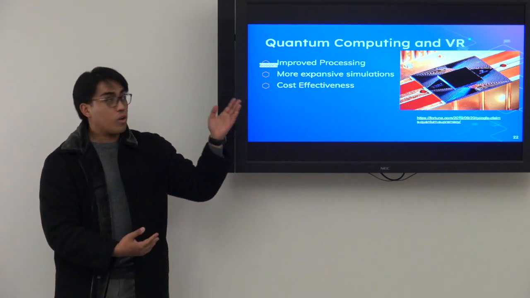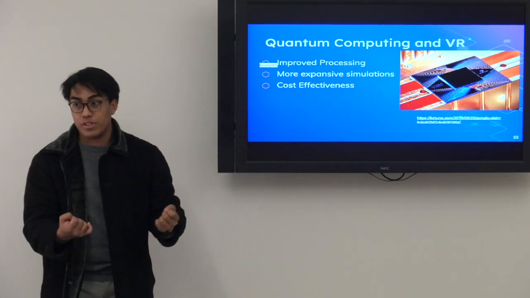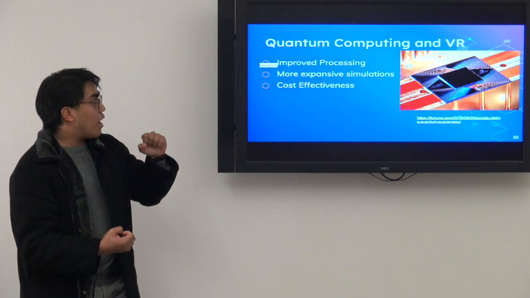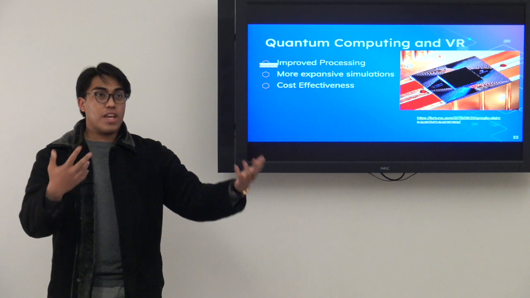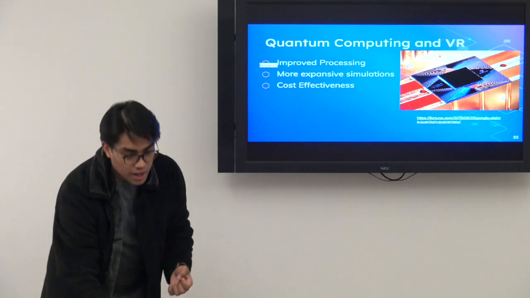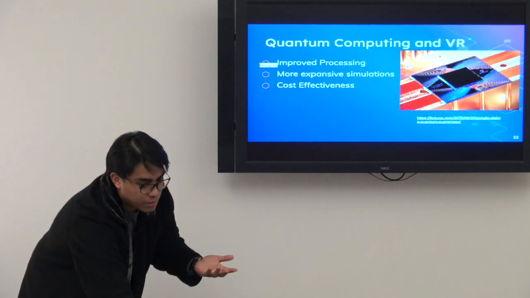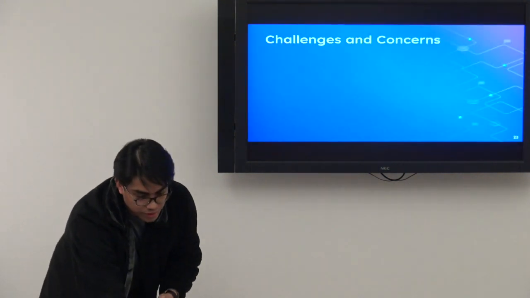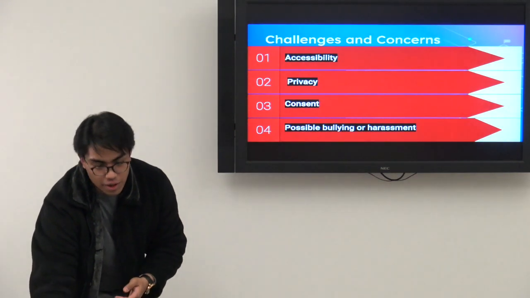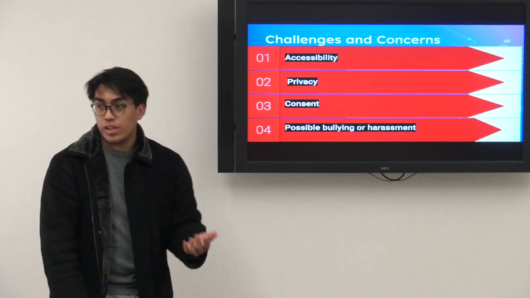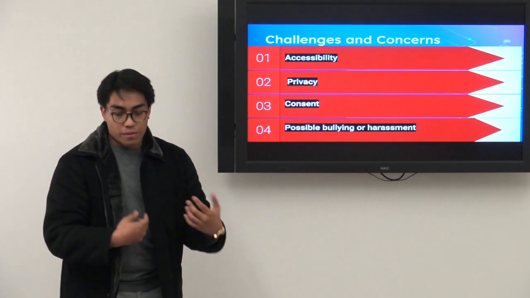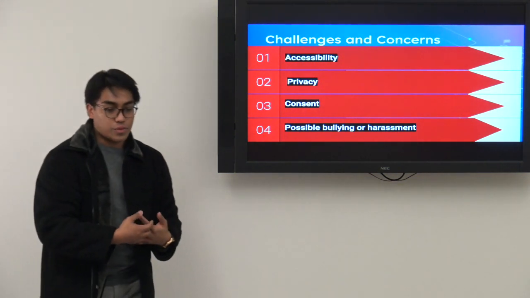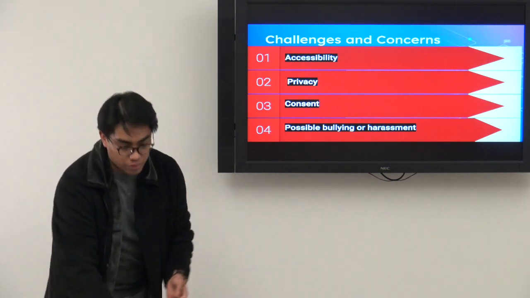And that's where quantum computing and VR comes into play. We all know about the chip that Google released, about achieving quantum supremacy, where we've got improved processing, more expansive simulations, and greater cost effectiveness. But of course, there were some rebuttals about its true effectiveness and whether it was really achieving quantum supremacy. Still, there's always that promise of the possibility that we could go beyond this world and expand our own universe.